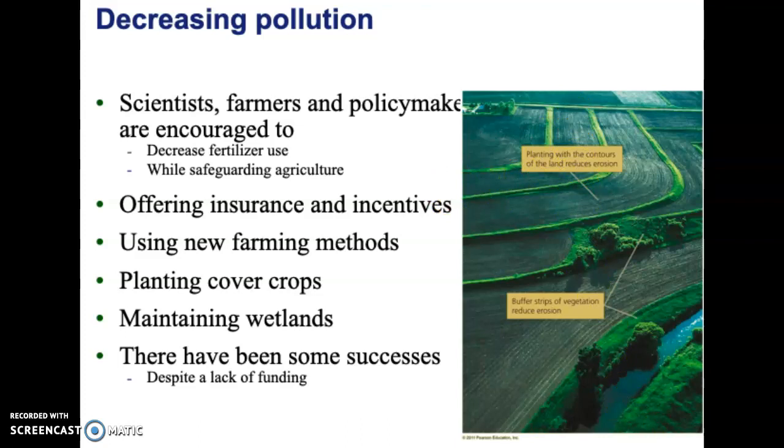Also, we want to plant cover crops, which are crops like clover and alfalfa that can help to replenish the nitrogen naturally in the soil, and also maintain wetlands, because wetlands also are going to help, like I just said, as a buffer and a way to slow down. Also, a lot of wetlands that have grasses can take in a lot of phosphorus and nitrogen, and they can grow a lot faster.